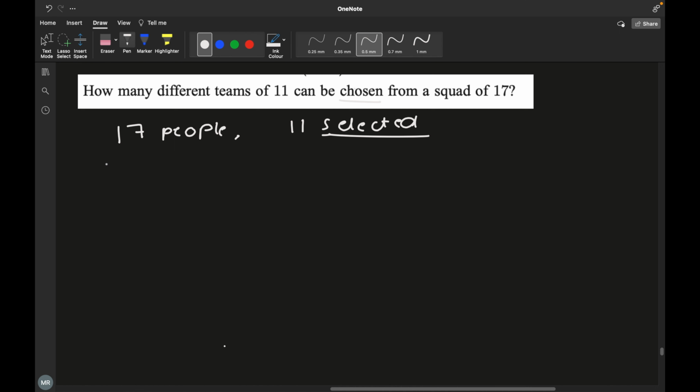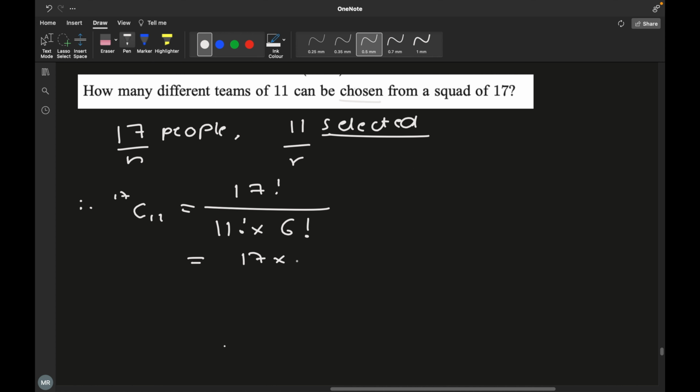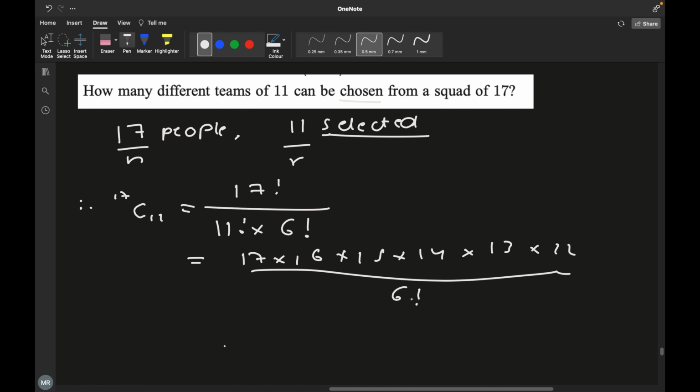And we know that we have to use the nCr formula. Here n is 17, r is 11. Therefore, 17C11 is 17 factorial divided by 11 factorial multiplied by (17 minus 11), which is 6 factorial. 17 into 16 into 15 into 14 into 13 into 12 divided by 6 factorial. Let's find this.